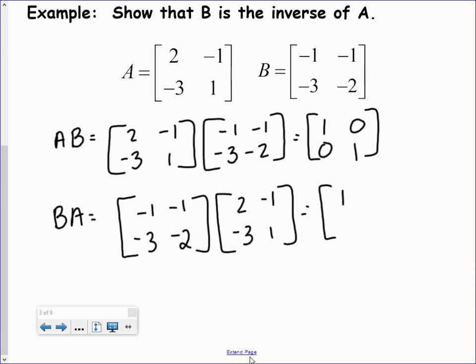-1, -1 times -1, 1, the second column. That's +1 and -1 for a 0. Second row, -3, 2 times first column. -6 plus 6, 0. Second row times second column. +3 minus 2, 1. Are they inverses? Yes.